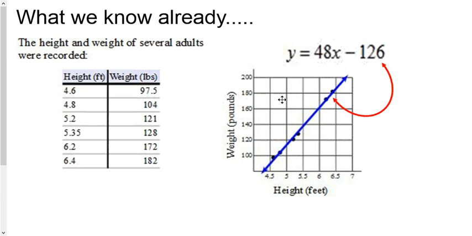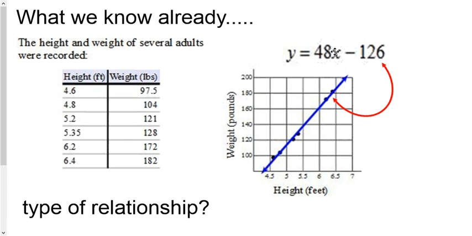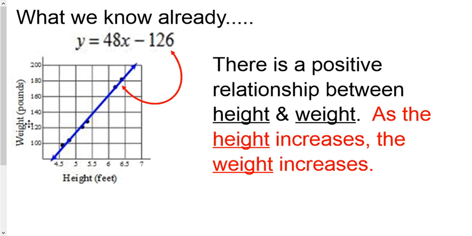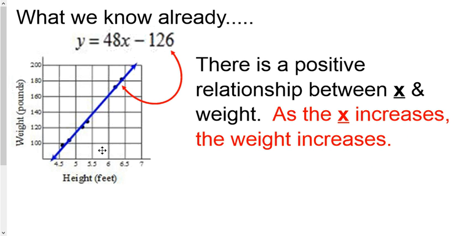And then we could take it a step further. We could go, what type of relationship do we see? Once we put it on this graph, we could go, hey, that's a positive slope there, so that makes it a positive relationship. And then we could describe it. We know that positive relationships, as the x increases, the y goes up. So I could say there's a positive relationship between height and weight. As the height increases, that's your x value, the weight increases. That was your y value.